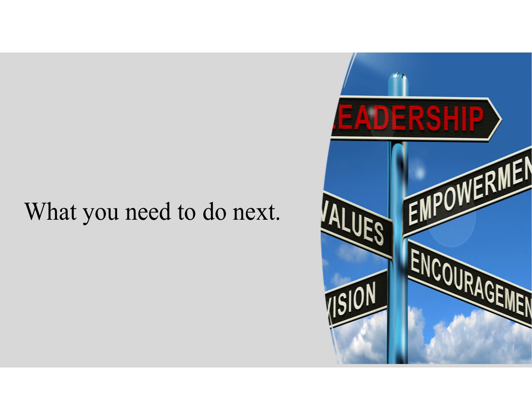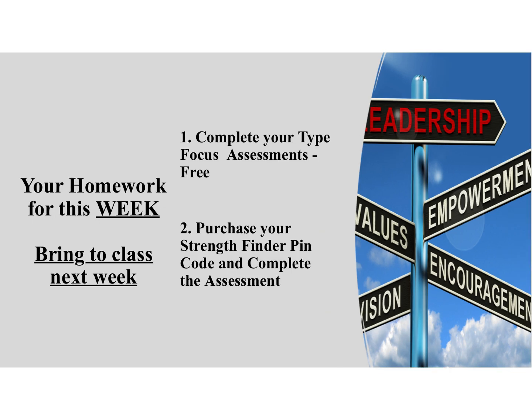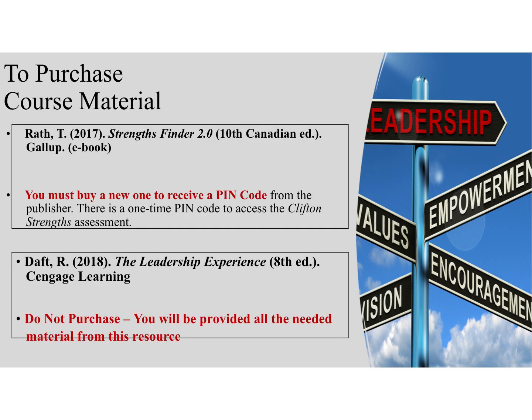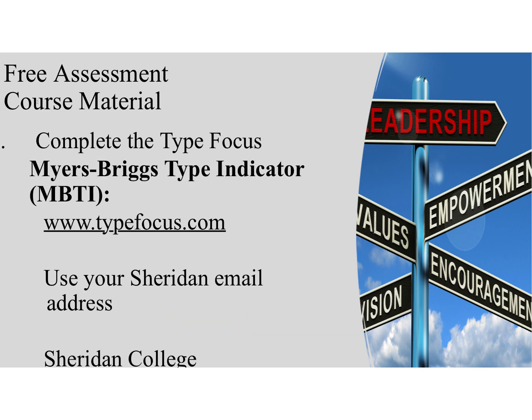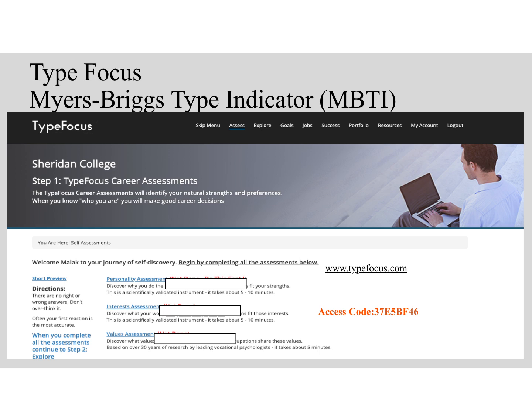So what do you need to do next? Your homework for this week is to complete that Type Focus assessment. It's free. Bring it to class this week. You need to purchase your StrengthsFinder PIN code and complete the assessment. This is how you do it. Your Myers-Briggs Type Indicator is at the Type Focus website, right there, typefocus.com. Use that shared access code. We have a subscription and you'll be able to access that for free.